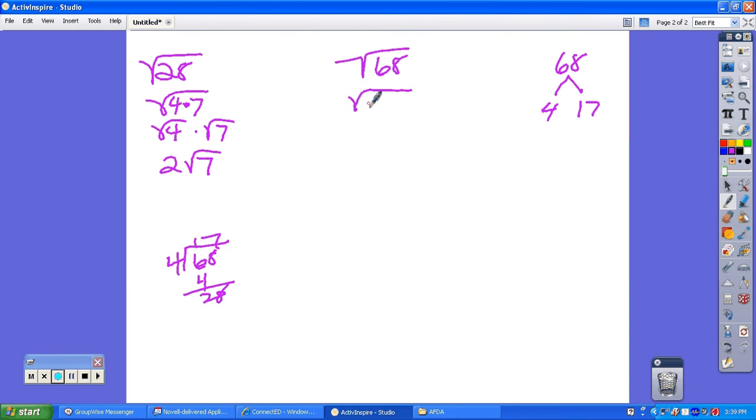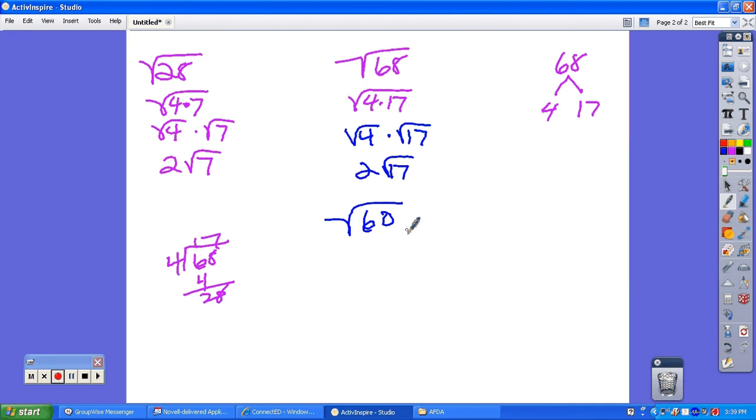So underneath my radical, I'm going to have the square root of 4 times 17. So I'm going to have the square root of 4 times the square root of 17. So it's going to be 2 square root of 17. And that one's done. How about the square root of 60?